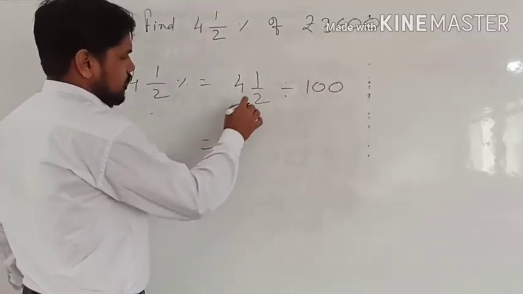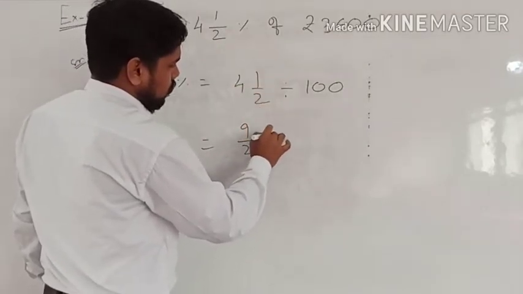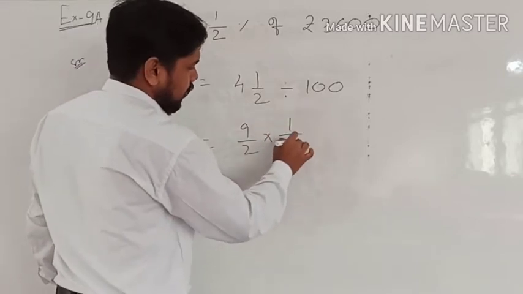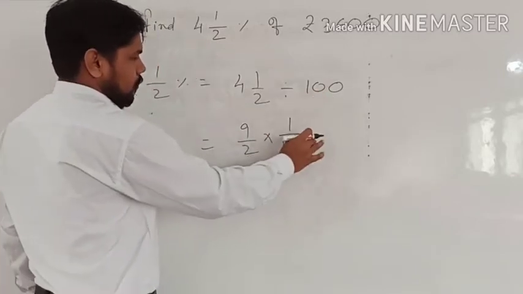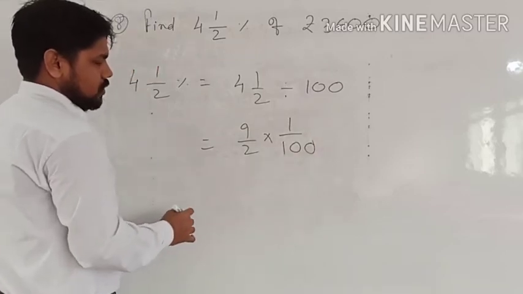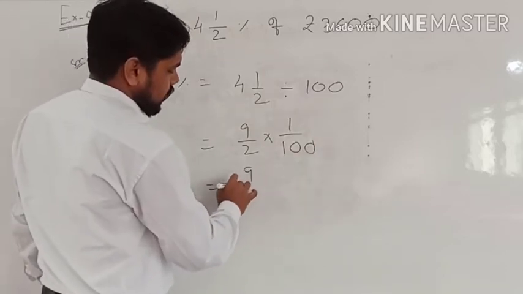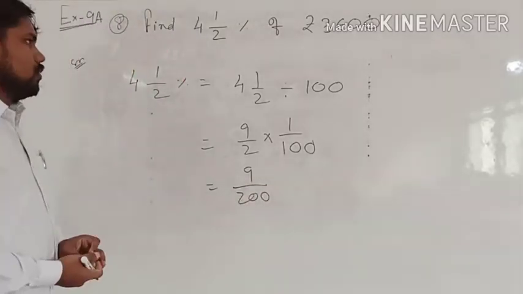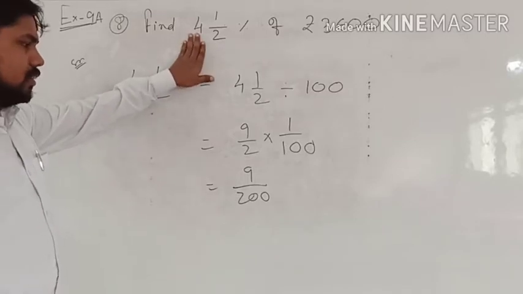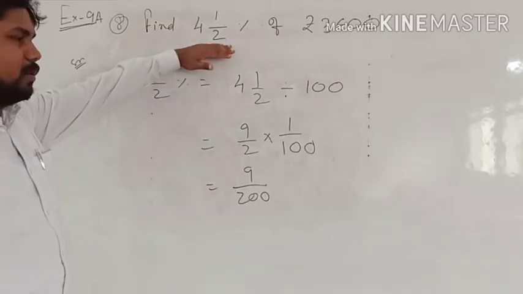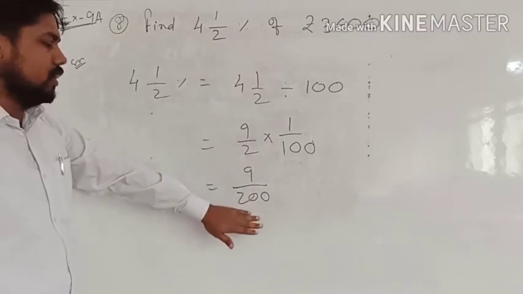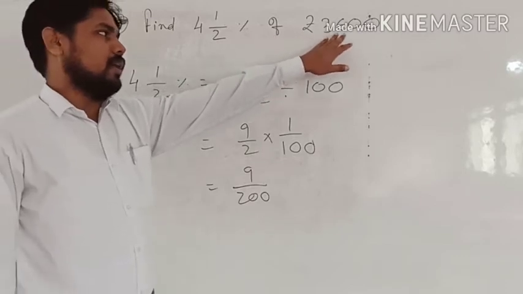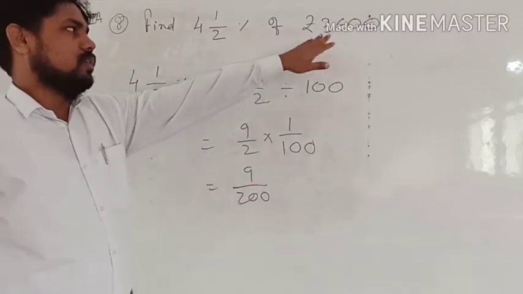If you convert 4 whole 1 by 2 to 9 by 2, and change this division sign into multiply, then it will be multiplied by the reciprocal of 100, which is 1 by 100. So now this will be 9 divided by 200. This is the required ratio. Because this is given in percentage, first we have to convert it into a ratio.